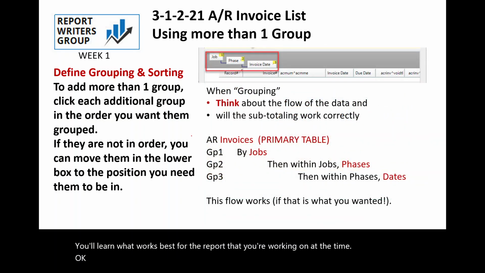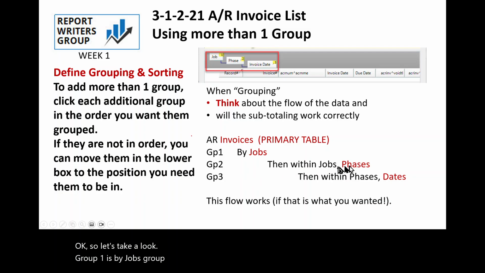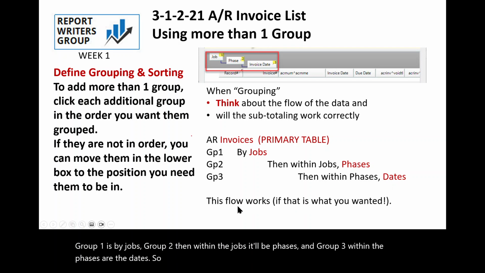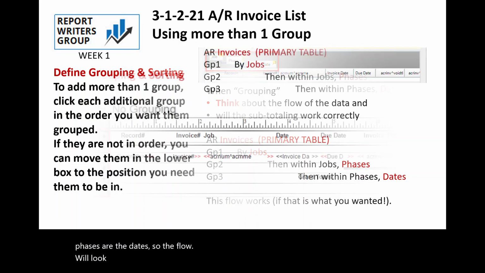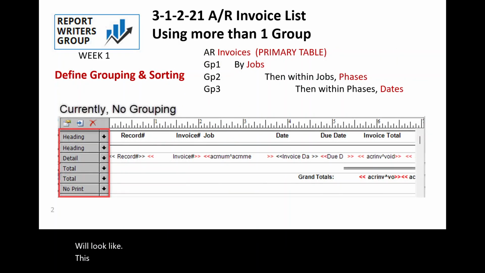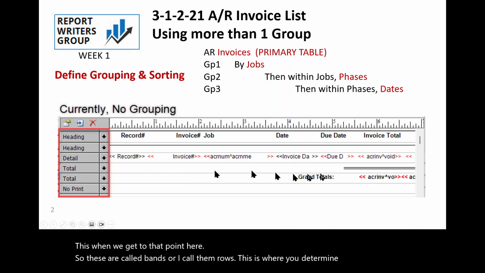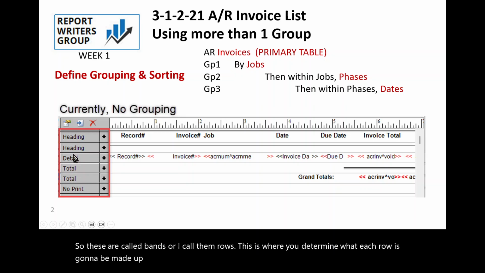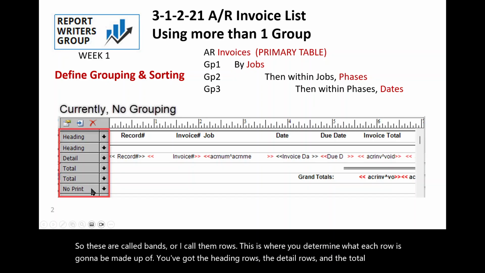Okay, so let's take a look. Group 1 is by jobs. Group 2, within the jobs, will be phases. And Group 3, within the phases, are the dates. So the flow will look like this when we get to that point. These are called bands, or I call them rows. This is where you determine what each row is going to be made up of. You've got the heading rows, the detail rows, the total rows, and some no print rows.